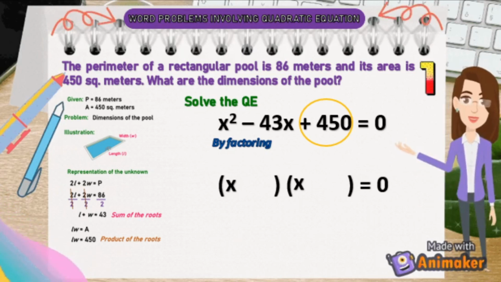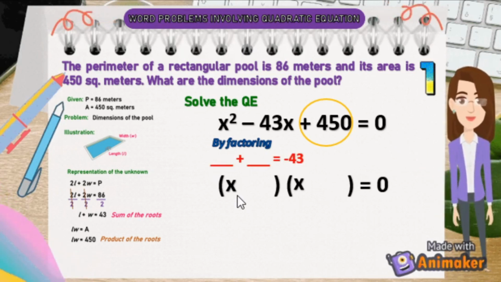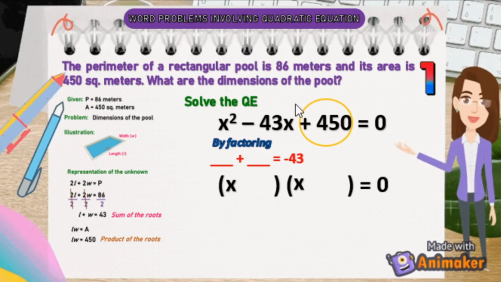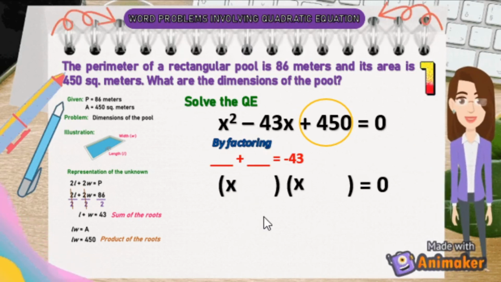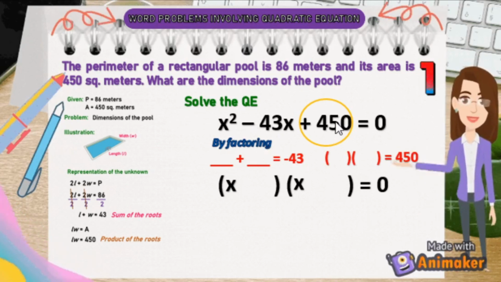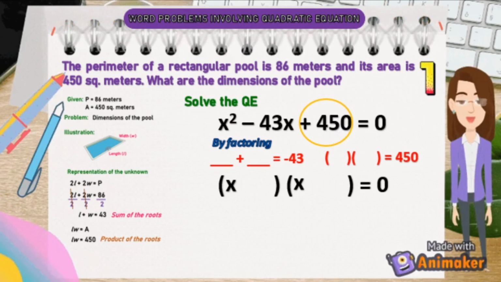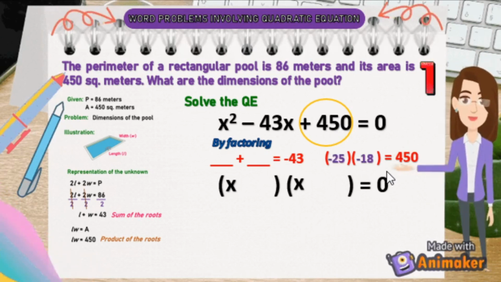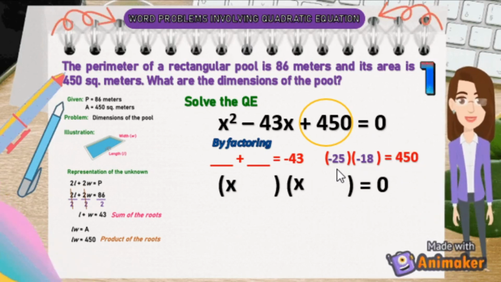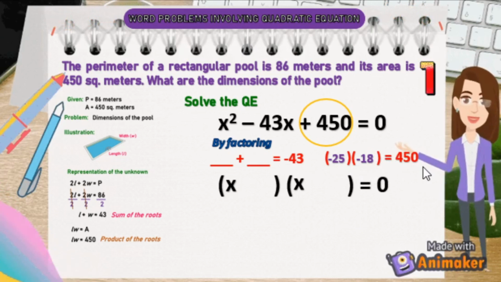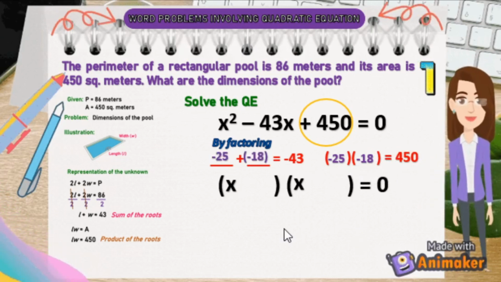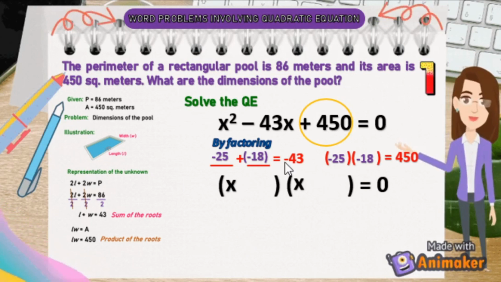So, anong factor ng 450 na kapag inadd ko ay negative 43 which is yung value ng b. And kapag naman minultiply ko ay 450 which is yung value ng ating c. So, negative 25 and negative 18 are the factors, no? So, negative 25 times negative 18 is 450. And pag inadd naman natin yan, negative 25 plus negative 18 is negative 43.